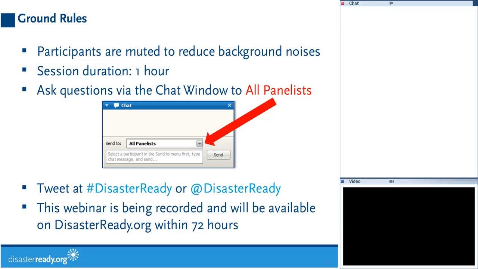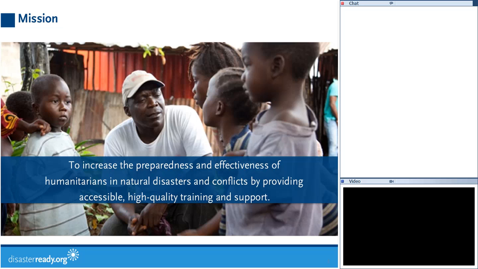A bit about our host today. DisasterReady.org is powered by the Cornerstone On Demand learning software. This is a free, easy-to-use online training resource that provides e-learning courses created to help prepare humanitarian aid workers for the challenges and demands they face in the field. The goal of DisasterReady.org is simple. As you can see on the screen there, it is to increase the preparedness and effectiveness of humanitarian aid workers around the world by providing accessible, affordable, high-quality training and support.